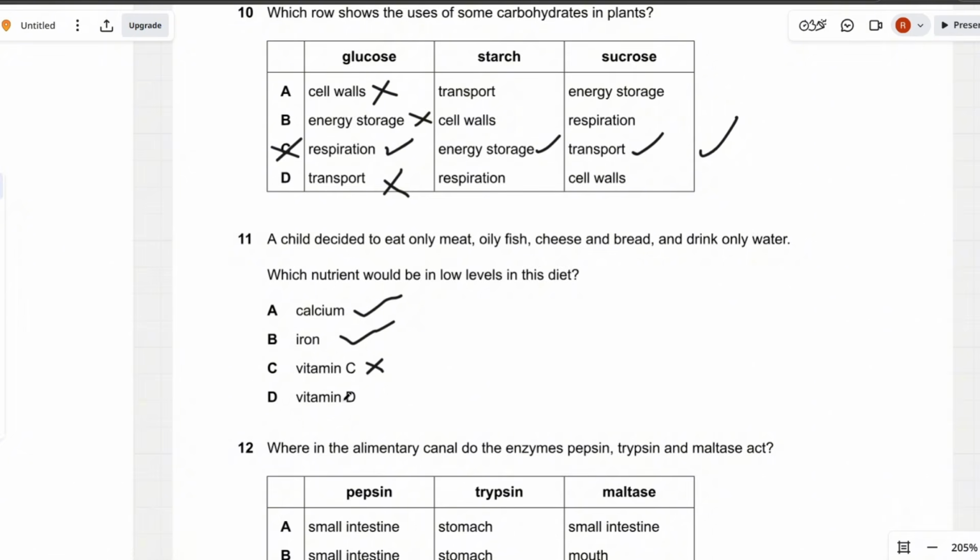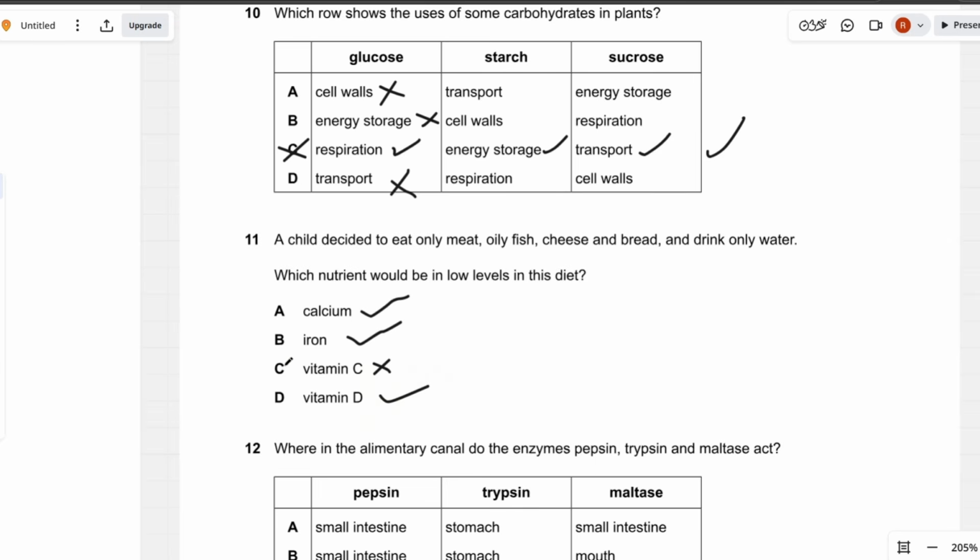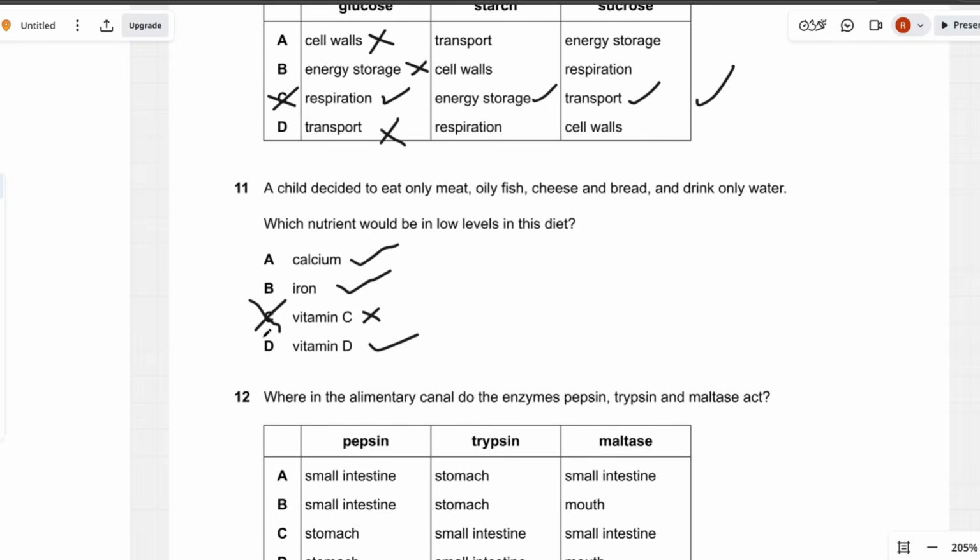So no, vitamin D doesn't really have much to do with the diet, so it will probably not be deficient. So the only deficient nutrient is going to be vitamin C.